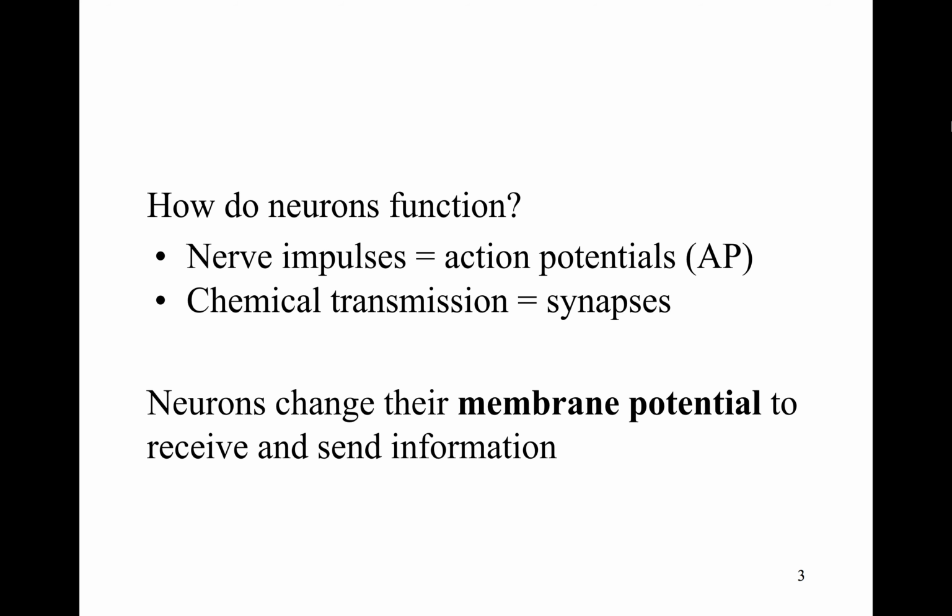So neurons function by rapidly changing the voltage across their plasma membrane. The difference in voltage across the plasma membrane is known as the membrane potential. So potential is the voltage measured between 2 points. So the membrane potential is going to be the difference in charge across the plasma membrane.